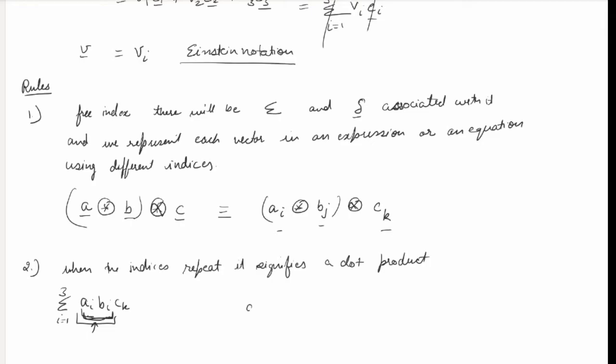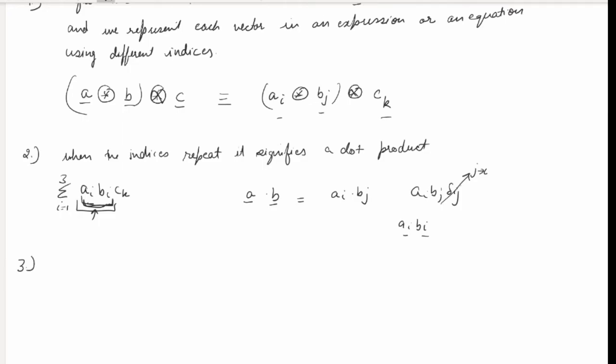So if I say A dot B, then this can be written as A_i dot B_j, because every vector we represent in terms of different indices, and then when we use the dot product, this will become A_i B_j delta_ij, where delta_ij is the Kronecker delta. And when we use the Kronecker delta, we can replace j with i. So this becomes A_i B_i, and now index i is repeating. So that means we have a dot product between A and B.